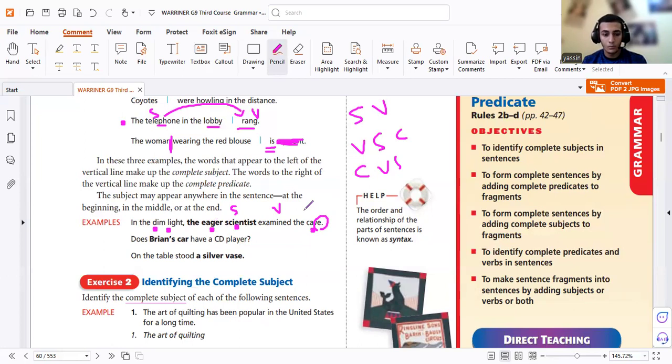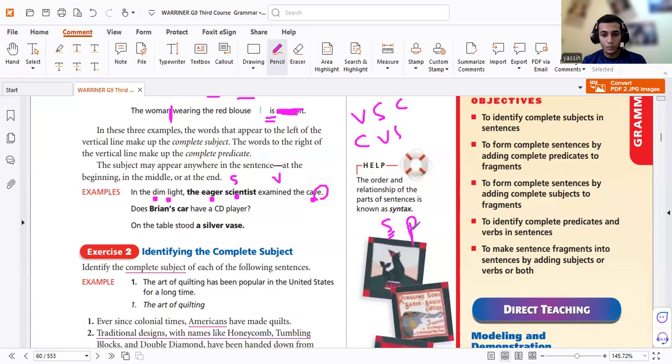How about a trap? The subject, Dr. Yassir, must be a pronoun or noun only. The subject must be a noun or pronoun because it's called the actor, and an actor is already a noun or pronoun. So dim is an adjective, eager is an adjective, and in is a preposition. So we have noun, noun, noun. Okay, but logically who examines? The cave examines the scientist. The light examines the scientist. Light examines the cave.